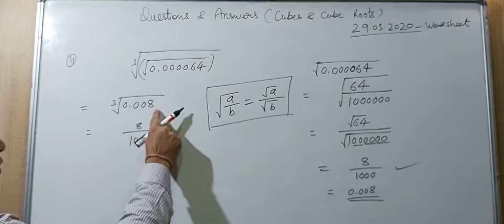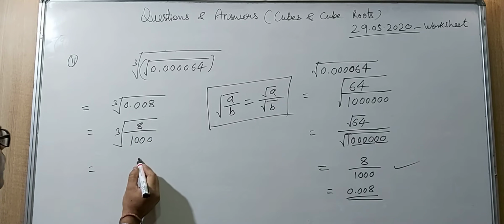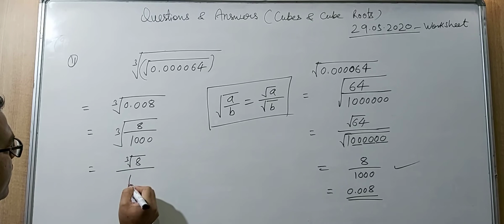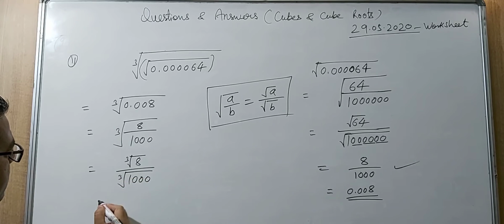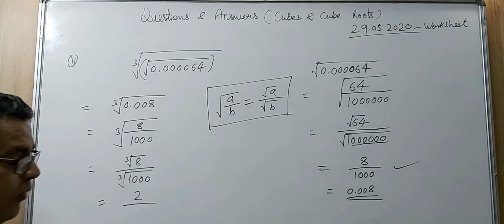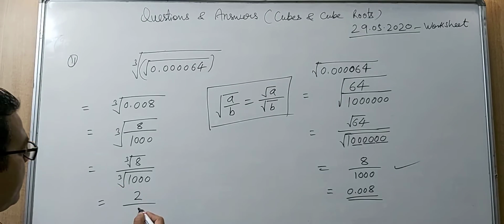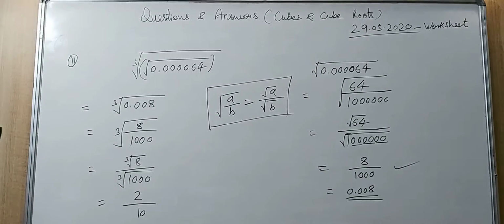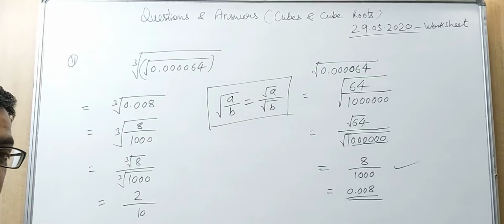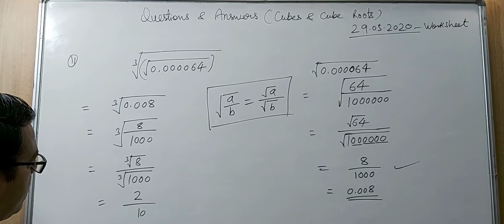So instead of this one you can write directly this one, like this, right? So as per the property we can write it like this. It means cube root of 8 divided by cube root of 1000. So what is cube root of 8? It is 2. We know very well, 2 cube is 8. 2 into 2, 4, 4 into 2, 8. So here cube of 10 is 1000. It means cube root of 1000 is 10. Right? So we can write it 2 by 10 or 0.2.